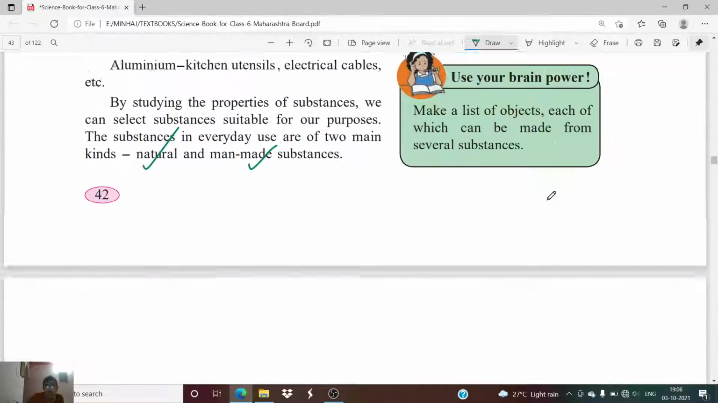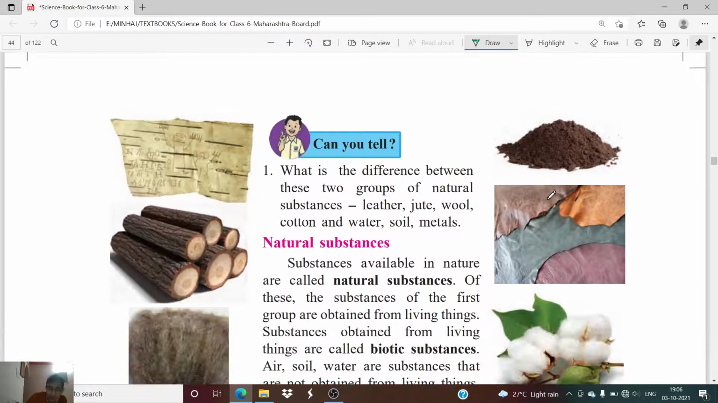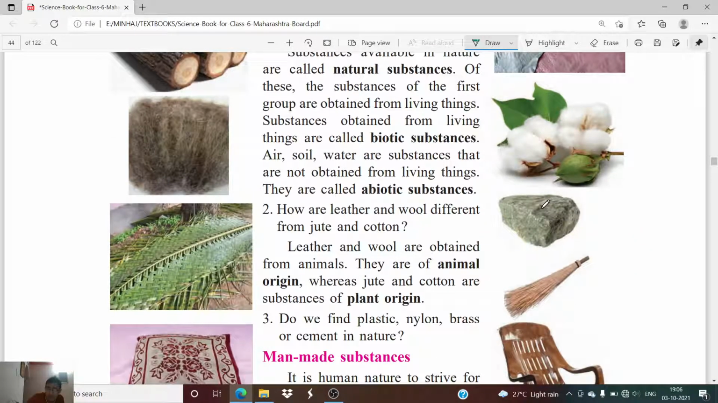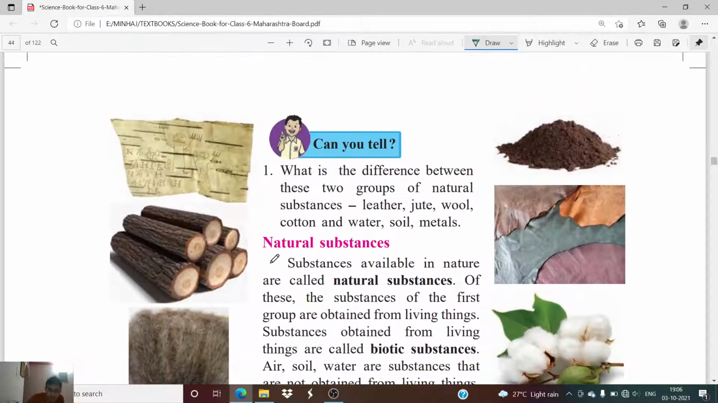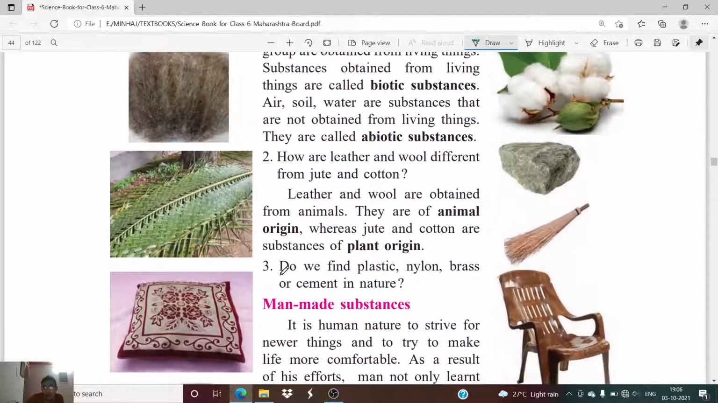Now in the next lecture we are going to deal with natural substances and man-made substances. We will see in brief what is a natural substance and what is a man-made substance.